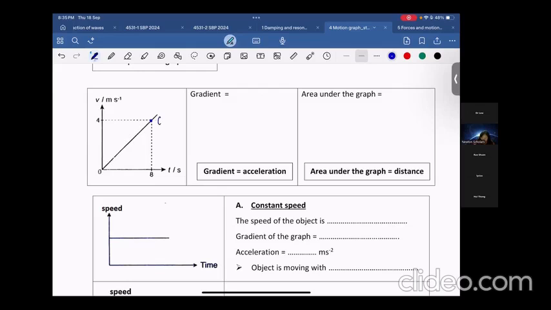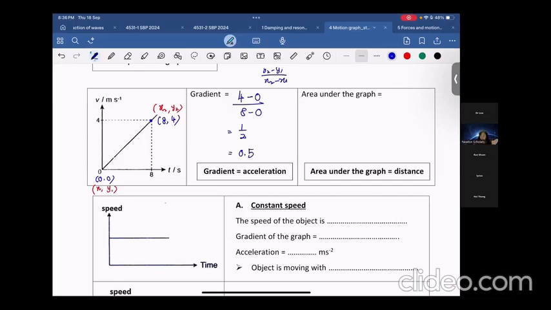If I take this point as 8, 4, and here is 0, 0, so here is x1, y1, x2, y2. So the gradient is y2 minus y1 divided by x2 minus x1. Y2 is 4 minus 0 divided by 8 minus 0. So your answer is 1 over 2. But in physics, we do not accept 1 over 2 as our final answer. We have to make it decimal, so 0.5.